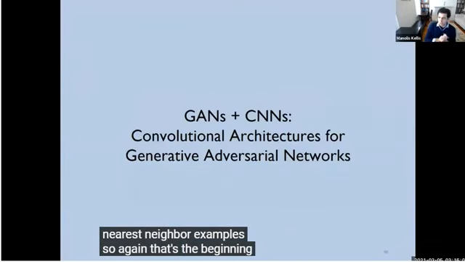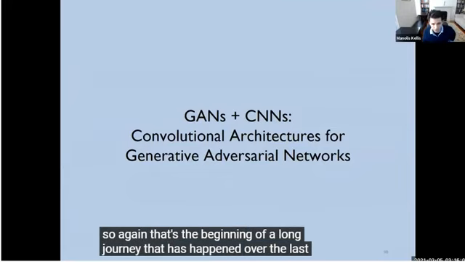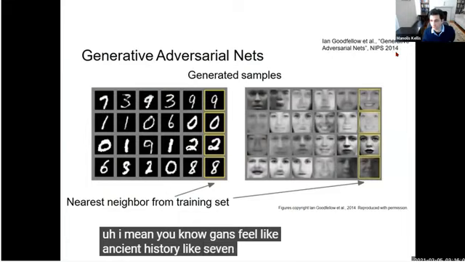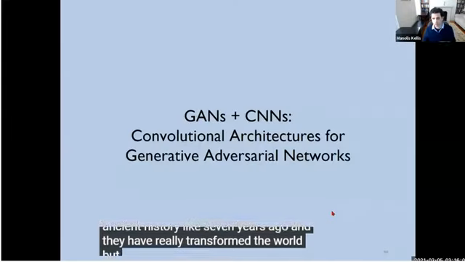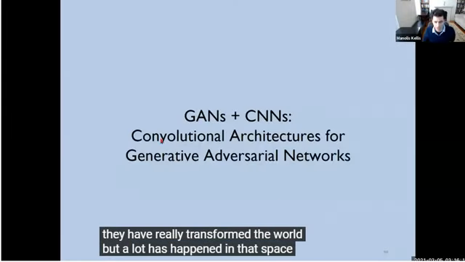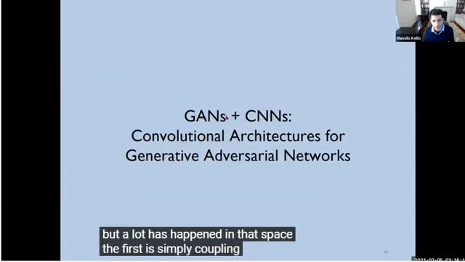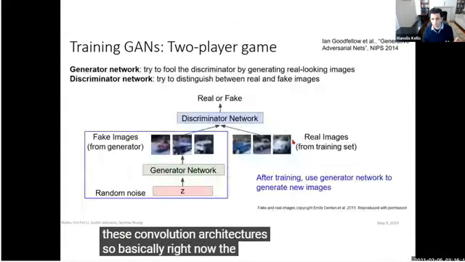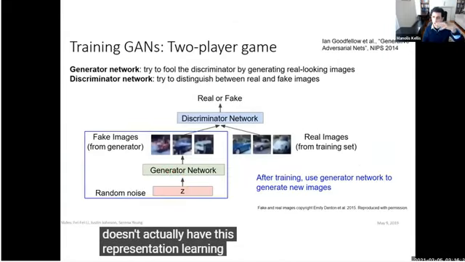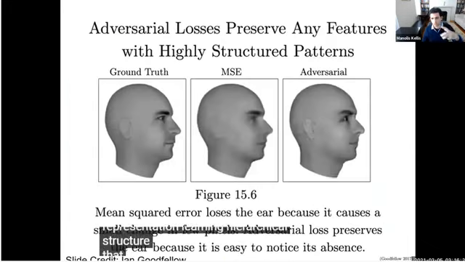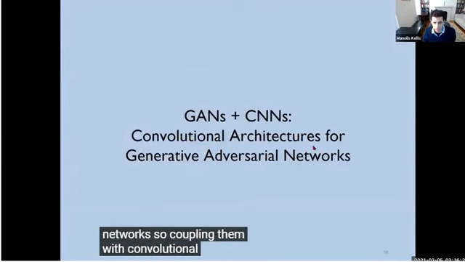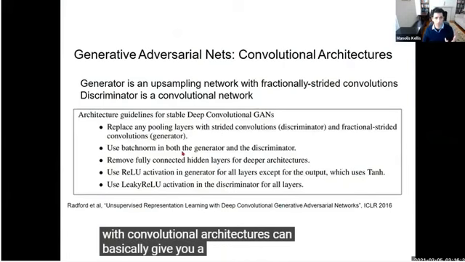So again, that's the beginning of a long journey that has happened over the last few years. GANs feel like ancient history, like 7 years ago, and they have really transformed the world, but a lot has happened in that space. The first is simply coupling GANs with these convolution architectures. So basically right now, the GAN model doesn't actually have this representation learning hierarchical structure that you have from convolutional neural networks. So coupling them with convolution architectures can basically give you a lot more power.